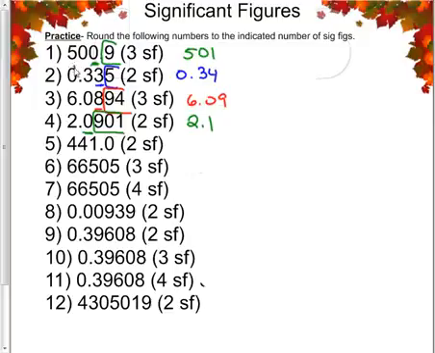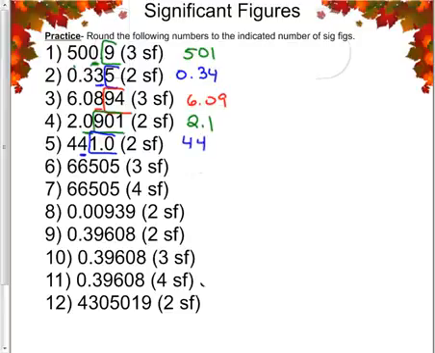If we look at question 5, we need 2 sig figs, so this 4 will be the last significant figure, and this 1 and 0 are going to have to go away. They can't be significant. So the 1 does not round up, so that means we're just left with 4 and 4 that are significant figures.